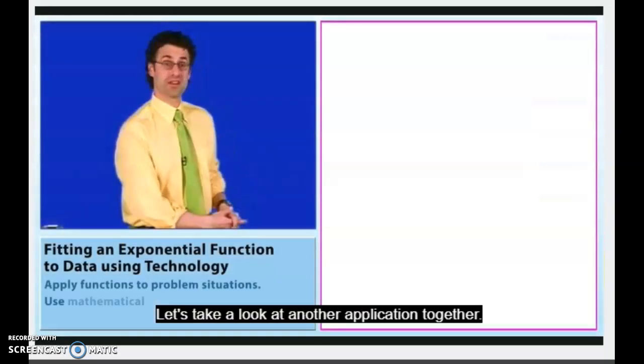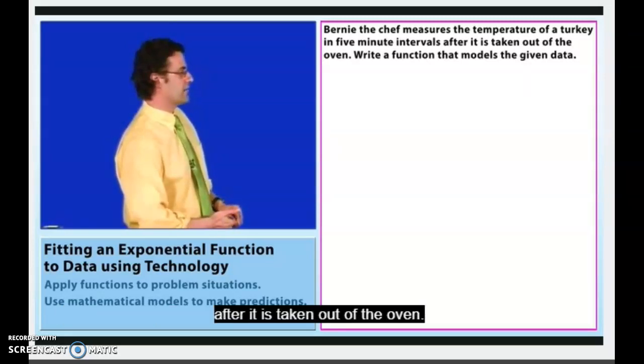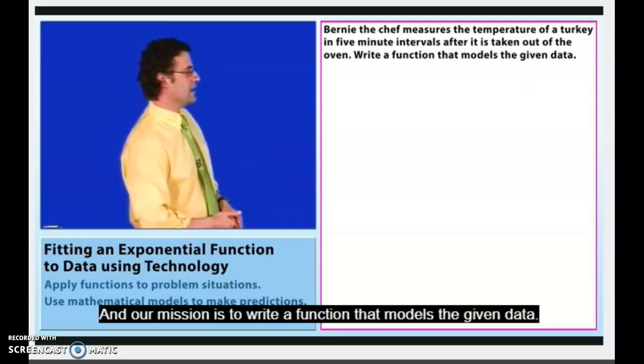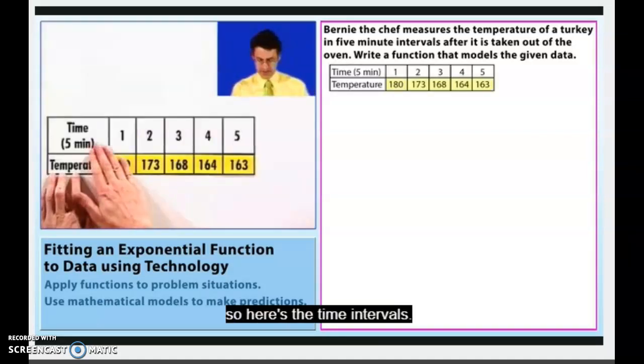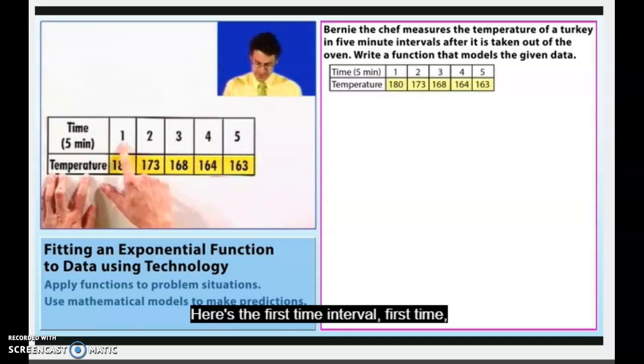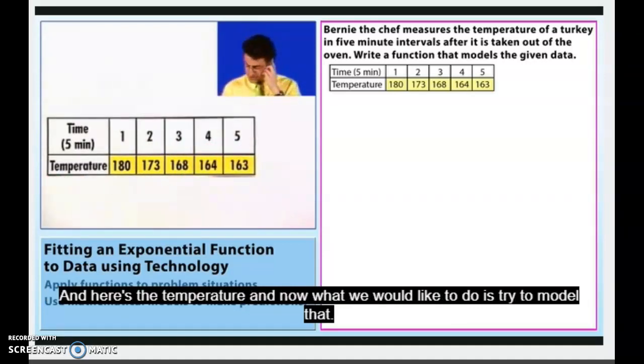Let's take a look at another application together. Bernie the chef measures the temperature of a turkey in 5-minute intervals after it's taken out of the oven. Our mission is to write a function that models the given data. So here's the data set. Here are the time intervals: the first time, and then 5 minutes later, and 5 minutes later, and 5 minutes later, and 5 minutes later. And here's the temperature. Now what we would like to do is try to model that.